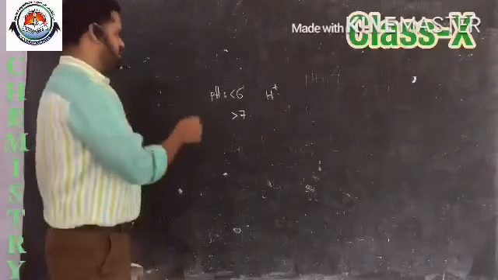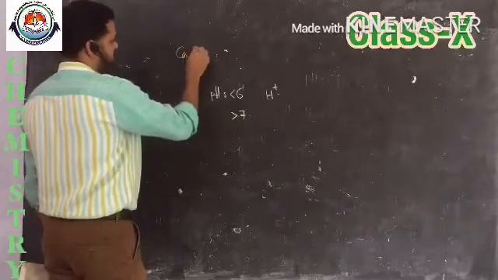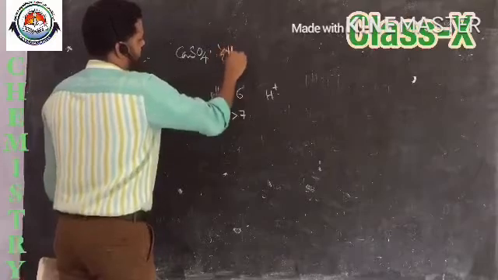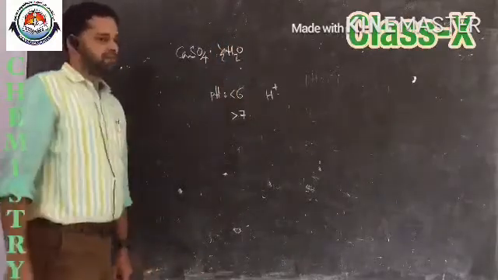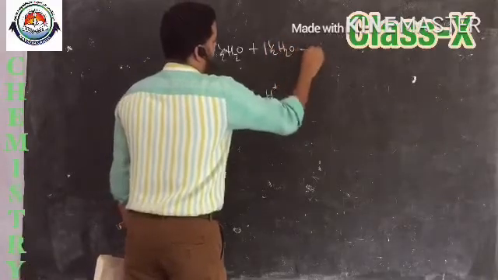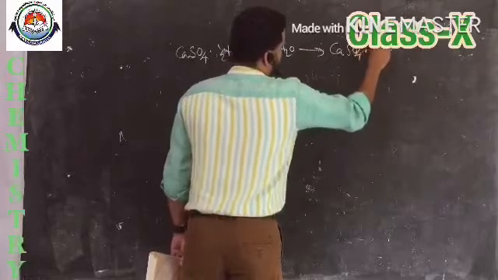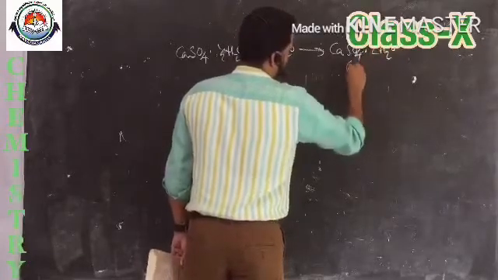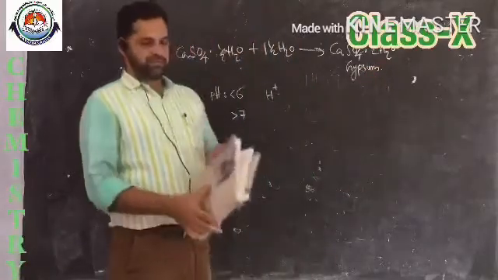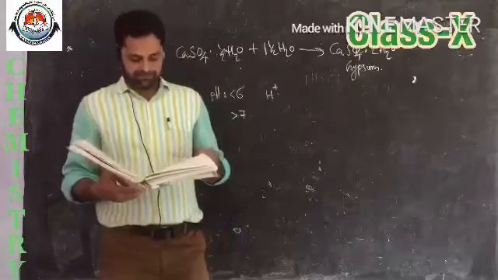That solid mass is called gypsum. We have also written the equation. Plaster of Paris is CaSO4 half H2O, that is calcium sulfate hemihydrate. It reacts with the water molecule and forms CaSO4 2H2O. This is called gypsum. So that's why plaster of Paris should be stored in a moisture proof container.